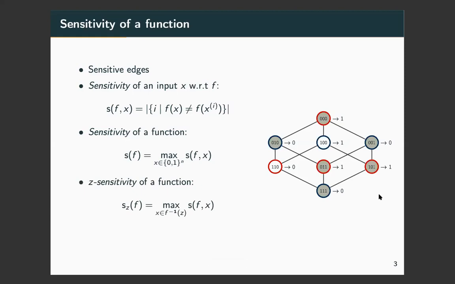Now we will define the zero sensitivity and one sensitivity of a function. We define zero sensitivity of a function as the maximum sensitivity over all inputs that are mapped to 0 by the function. Similarly, one can define the one sensitivity.